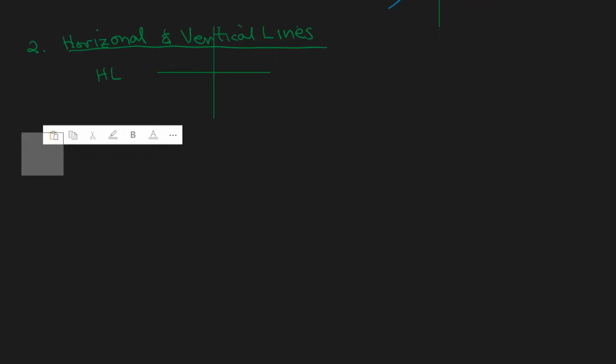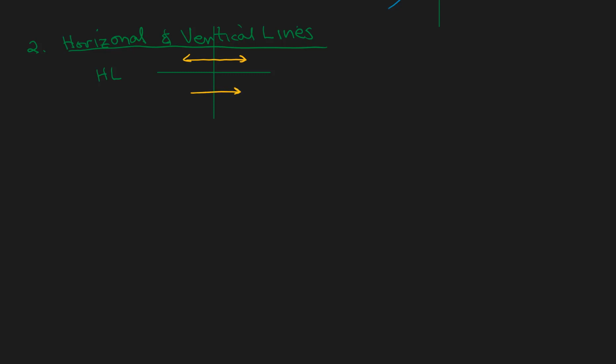See if we can get this. Okay, so for a horizontal line, you're going to have a situation where the line is something like this or something like this. In either case, notice that the y value never changes. At any location that you choose on this line, whether the location be over here, here, here, or here, the y value is always the same.